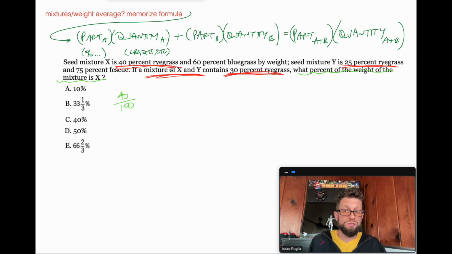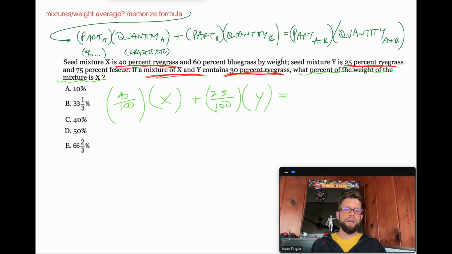Seed mixture X is 40% ryegrass. That's a part. And now it doesn't tell me how much X is in the mixture, so I'm just going to make a variable there and call it X pounds or X quarts or whatever. Then I'm going to add to that the part of B. It tells me that's 25% ryegrass. So I'm going to go ahead and depict that this way. And then what's the part of A and B together? It's 30%. They told me that. And then the total quantity of X and Y together is just X plus Y.